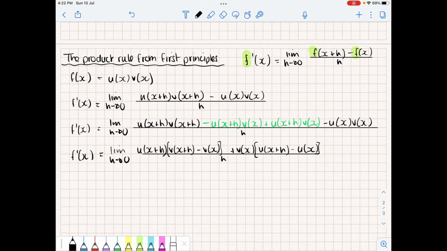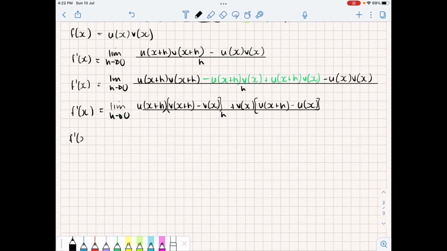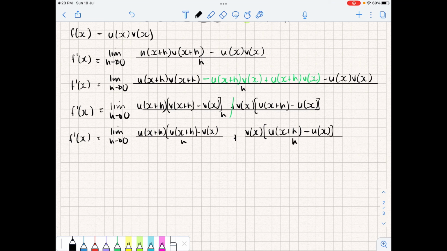Okay, now I've got two terms added together by the same denominator, and I'm going to split them back up into separate terms. So we'll have u of x plus h, and then we have this v of x plus h minus v of x all over h. And then I'm going to do the same thing here. I'll have v of x, and here I have u of x plus h minus u of x, and this is now also all over h.